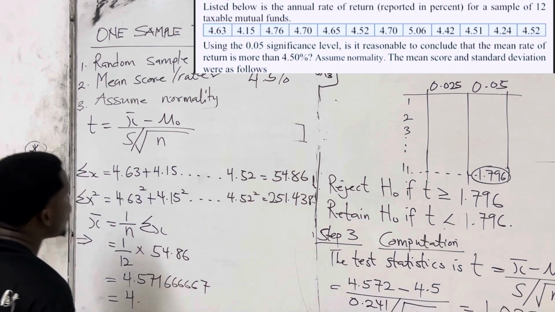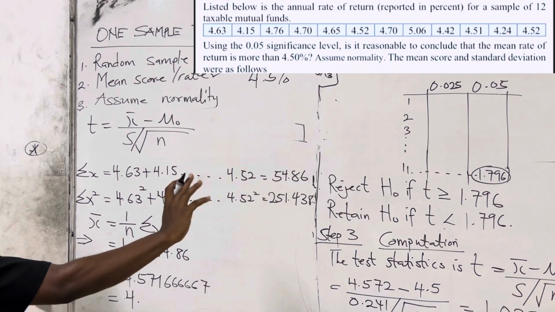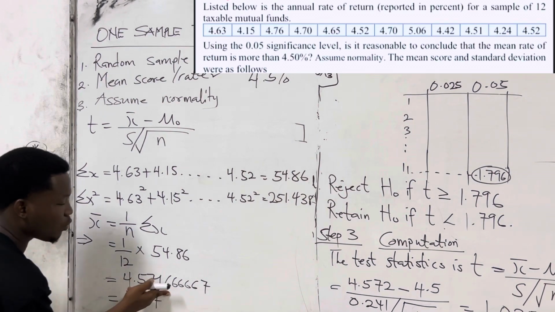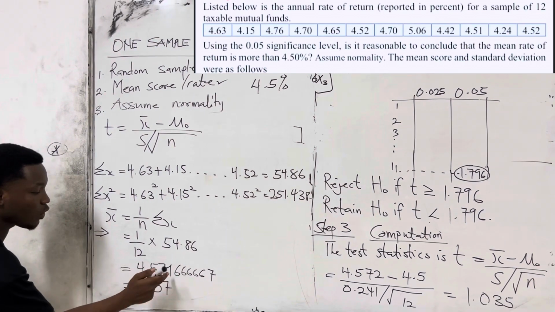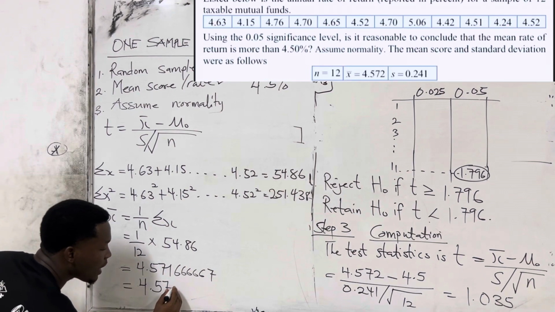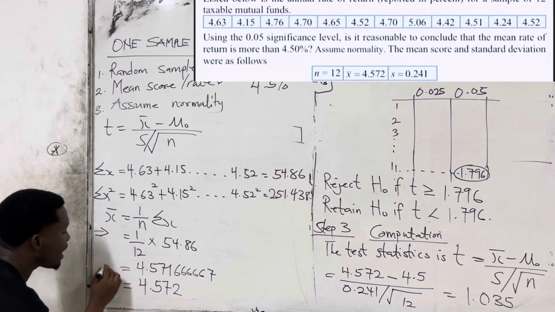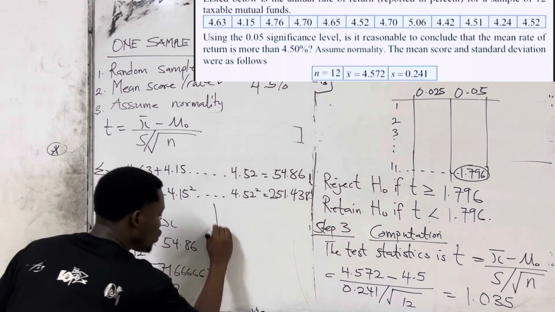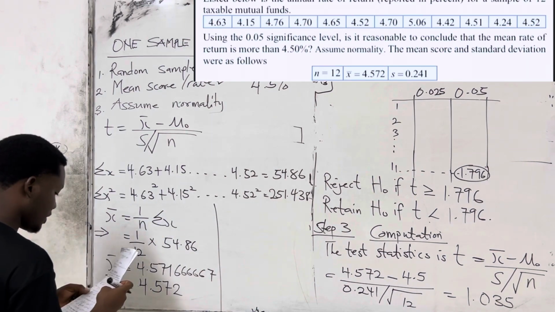So you round it. The question was given to you in 3 decimal places. So when you round it, you have 7, which is more than 5. So you add 1 to the previous digit, so the 1 becomes 2. So in the question you see that your mean is 4.572.